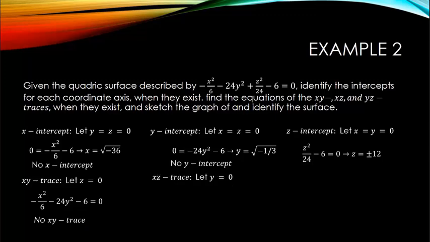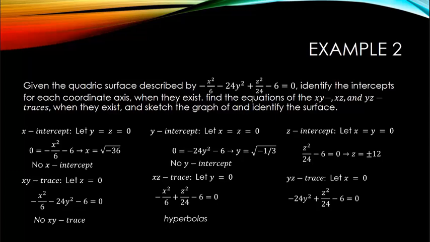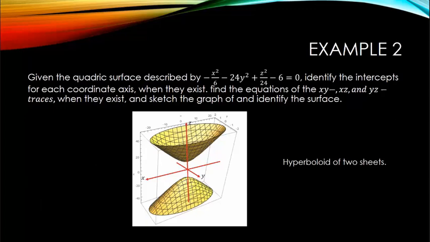The xz trace happens when y is equal to 0. I get negative x squared over 6 plus z squared over 24 minus 6 is equal to 0. These traces will be hyperbolas. The yz trace happens when x is 0. I get negative 24y squared plus z squared over 24 minus 6 is equal to 0. These traces will be hyperbolas. When I graph this, I get two distinct hyperbolic regions separated by a gap that is centered at the origin of the coordinate system. This is a hyperboloid of two sheets.